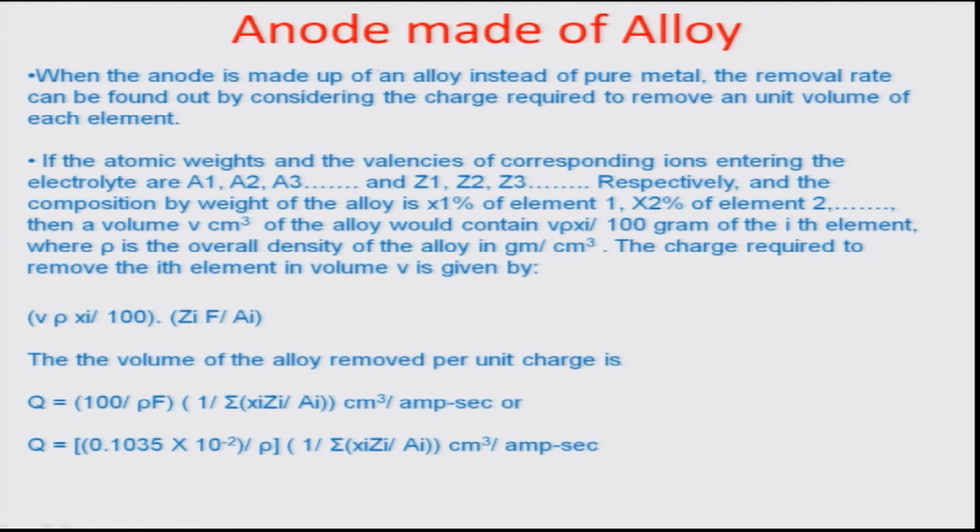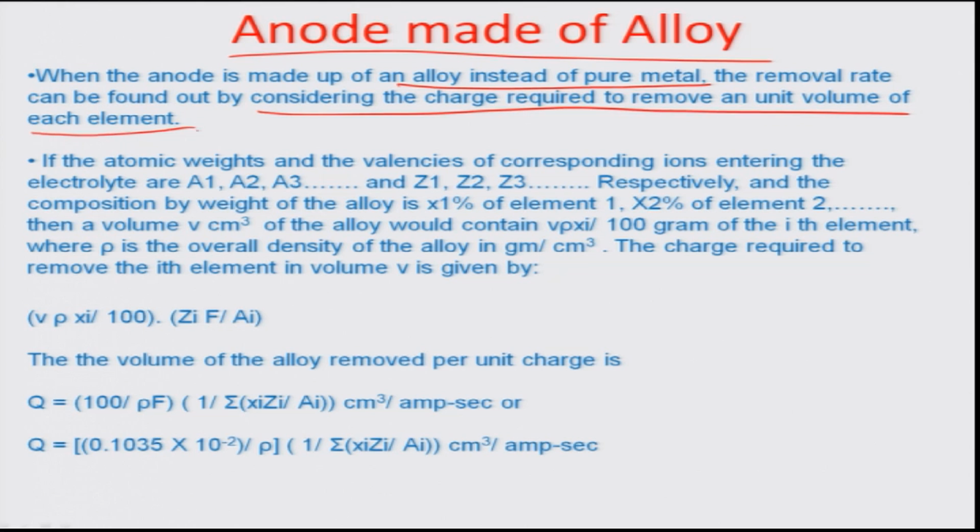When an anode is made of an alloy instead of a pure metal, the removal rate can be found by considering the charge required to remove a unit volume of each element. Let us say there are n different pure phases in the alloyed electrode. You have atomic weights A1, A2, A3, and so on up to An of all the participating pure phases, and similarly the valencies Z1, Z2, Z3, and so on up to Zn.